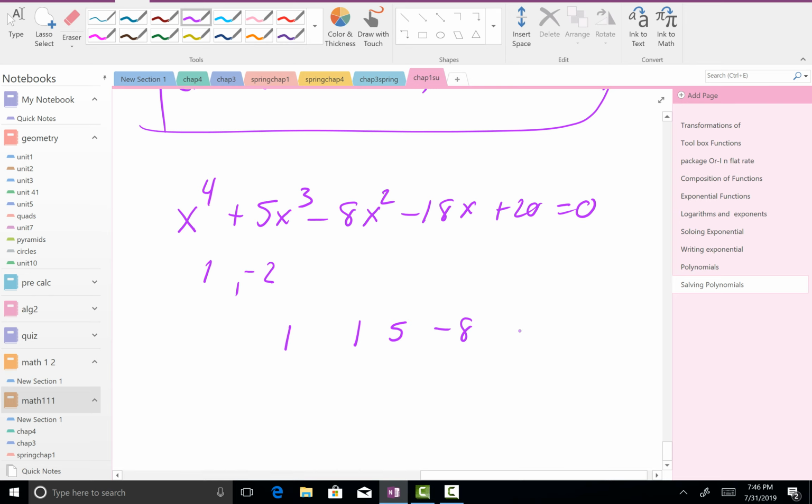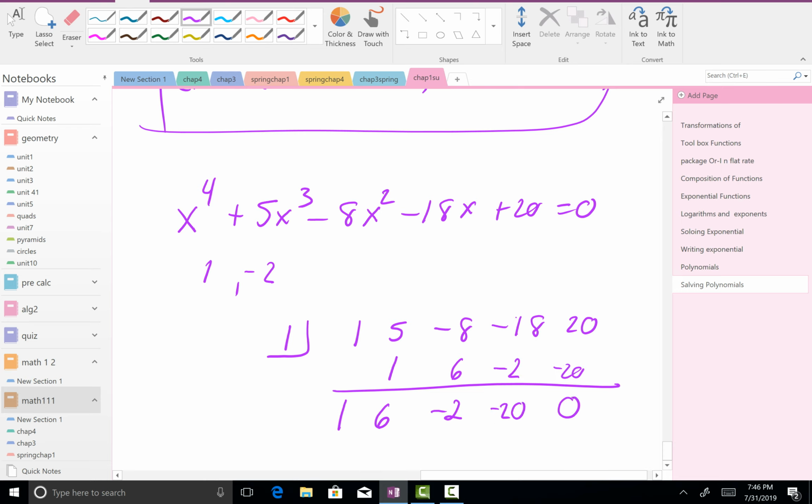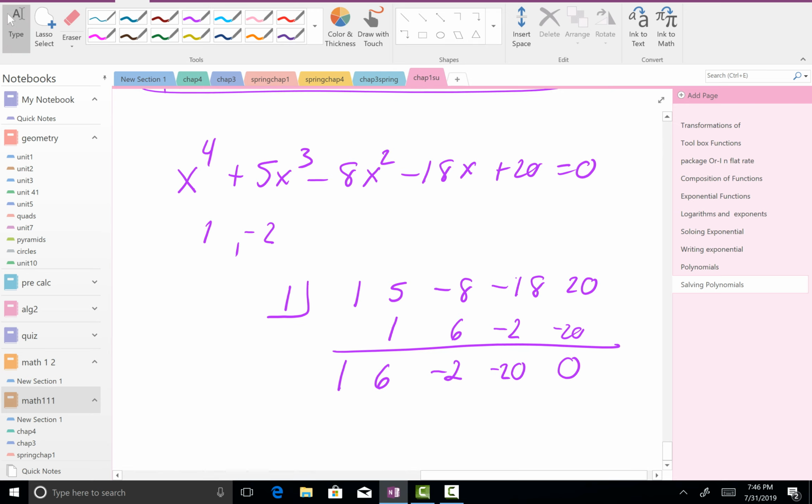Nothing changes. Just because this is a 4th degree doesn't mean anything changes for us. We're still going to use synthetic division. 1, 1, 6, 6. But I better get a 0. Oh man, I did. Okay. Worked out. Got a 0.